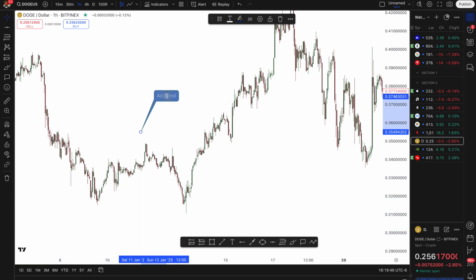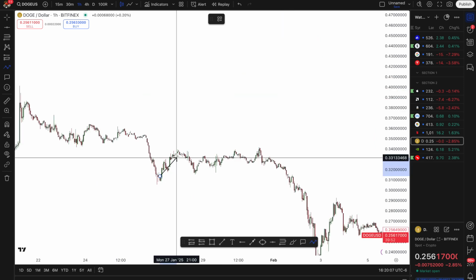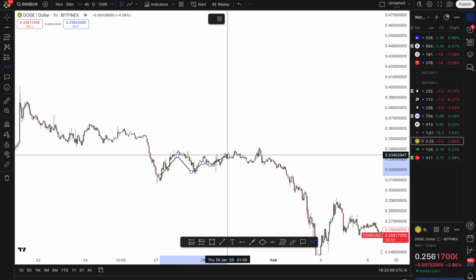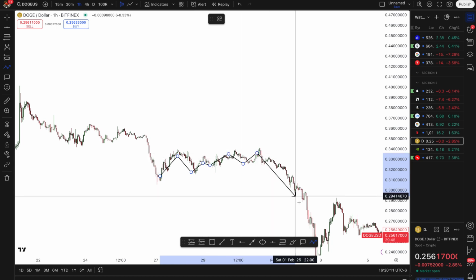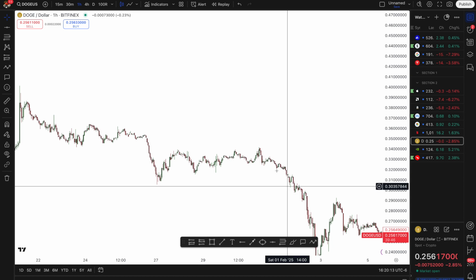Right here we got another kind of text box. You can use it the same way you use the other text box. Nothing crazy. And last but not least, we got this arrow or pattern tool. Pretty much I use this just to show my students where I think prices are going to go next, just to give them a little visualization.